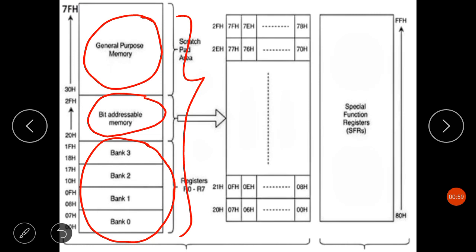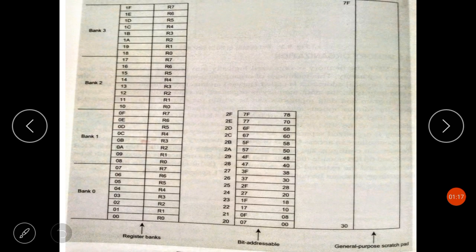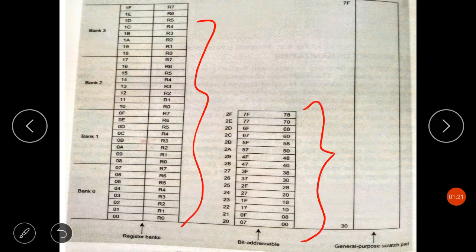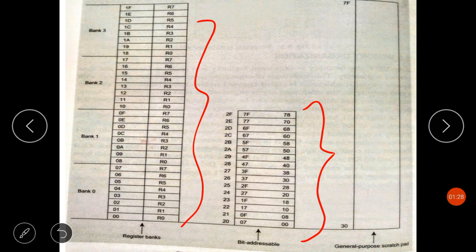There I also discussed that in the register bank area we have four banks, and each bank consists of 8 registers. So this is a clearer picture. You can understand that this is the register bank area, this is the 16 byte bit addressable area, and this is the scratch pad or general purpose area. This whole is 128 bytes of on-chip RAM of 8051 microcontroller.